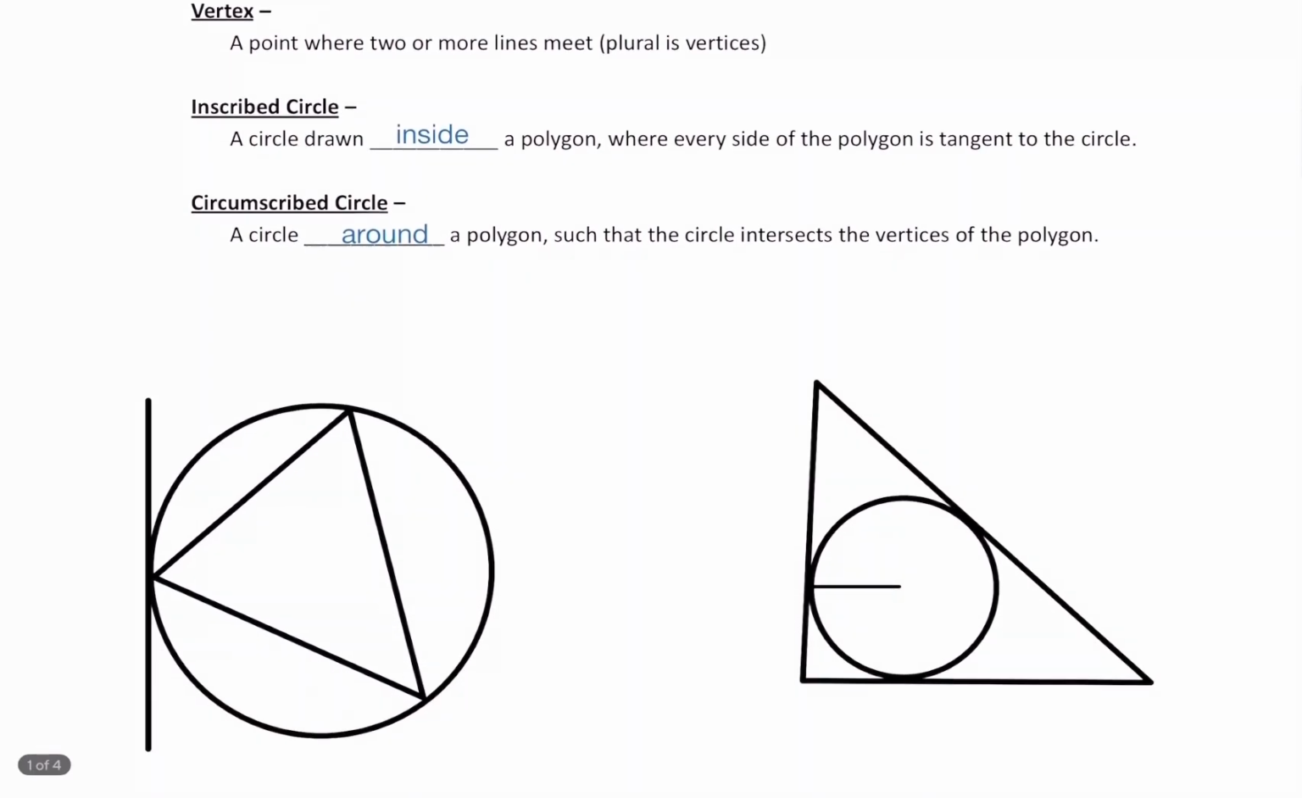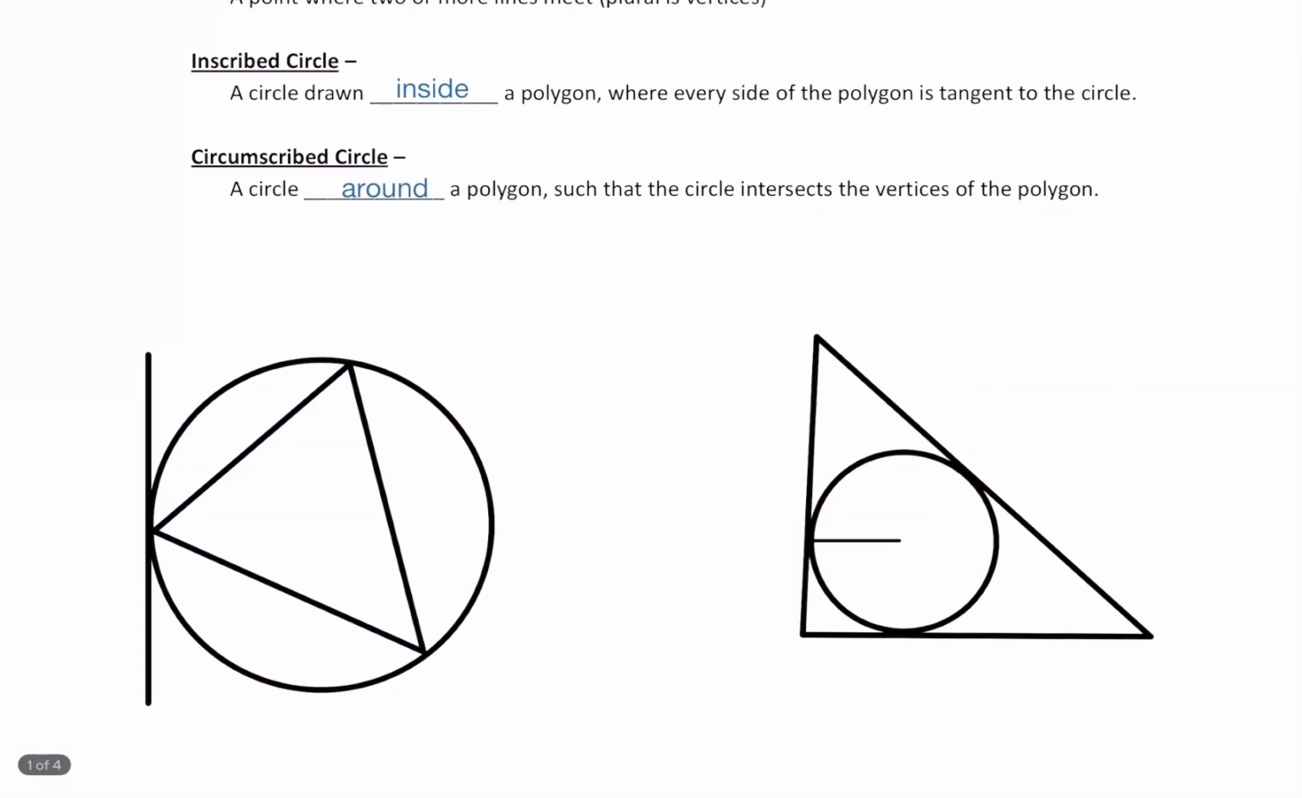Okay, so just taking a look at these two shapes down here, which one of these would you say is inscribed and which one is circumscribed? Well, looking at this first one, my circle right here is around my triangle. So this one would be a circumscribed circle. So I'll label this one a circumscribed circle. And then looking at the one on the right, my circle is located inside of my triangle here. So this would be an inscribed circle.